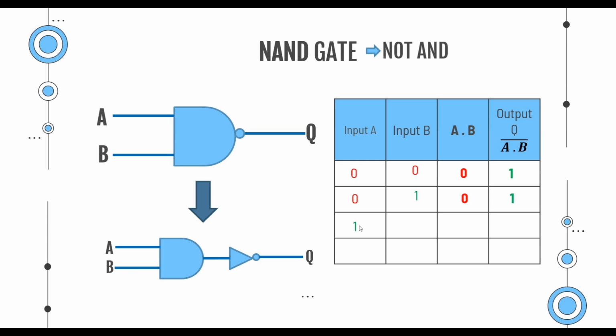In the third case, input A is 1, input B is 0, the AND operation of A and B is 0, so the output will be 1. In the last case, input A is 1, input B is 1, the AND operation of input A and B is equal to 1, so the output will be 0. So let's move to our simulator and check how we can represent this NAND gate in our simulator.